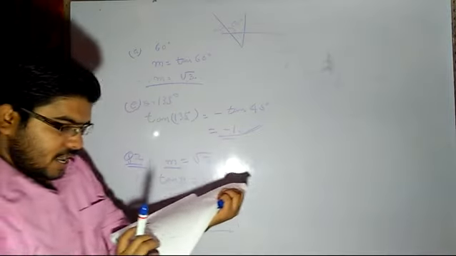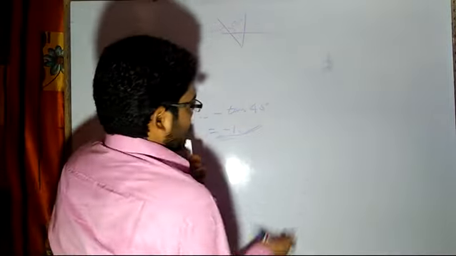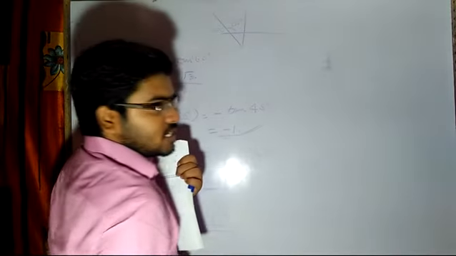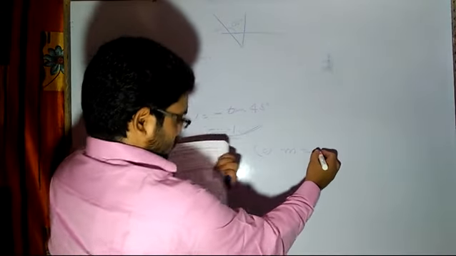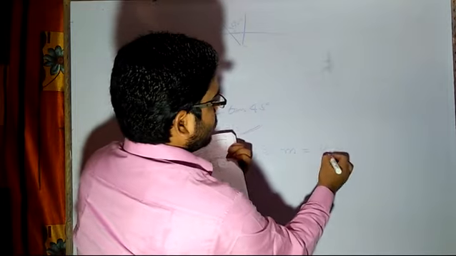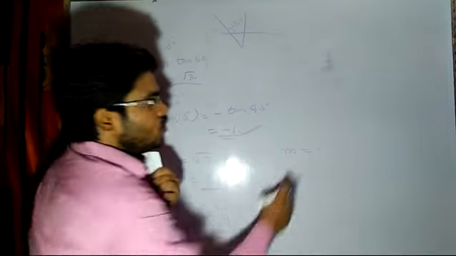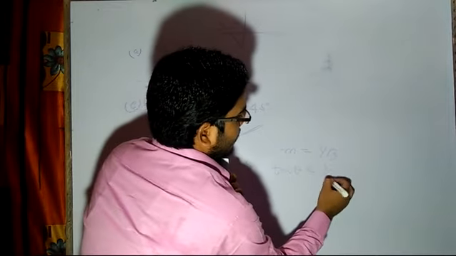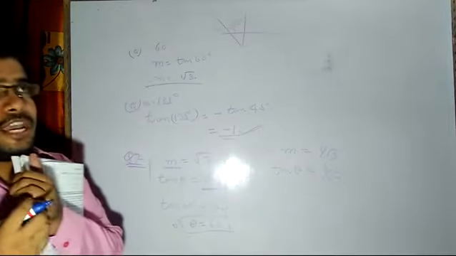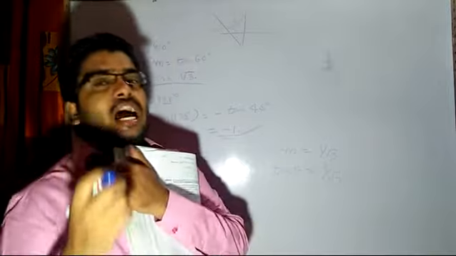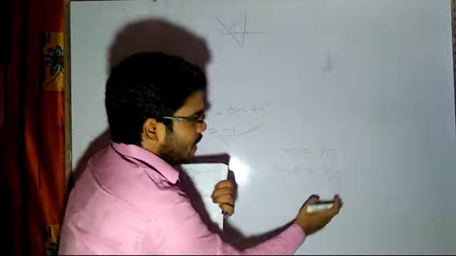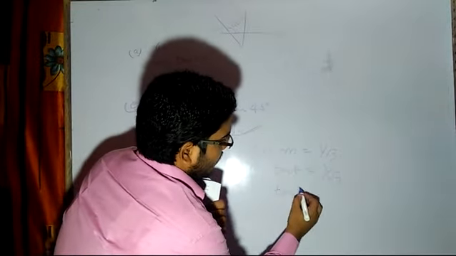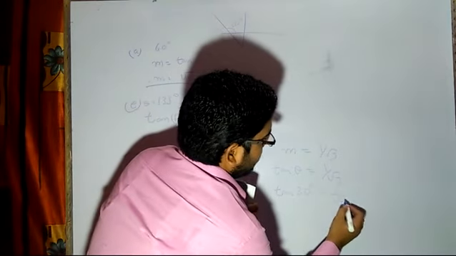Second, if they are asking like the next part, what they are saying is m is equal to 1 by root 3. M is equal to 1 by root 3. Now m means tan theta is equal to 1 by root 3. If we go in the table, we see tan 30 is equal to 1 by root 3. So I can write tan of 30 degree is equal to 1 by root 3.